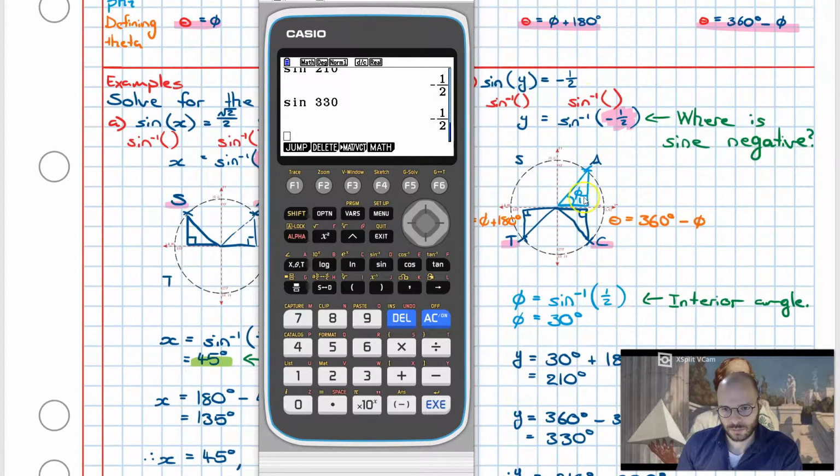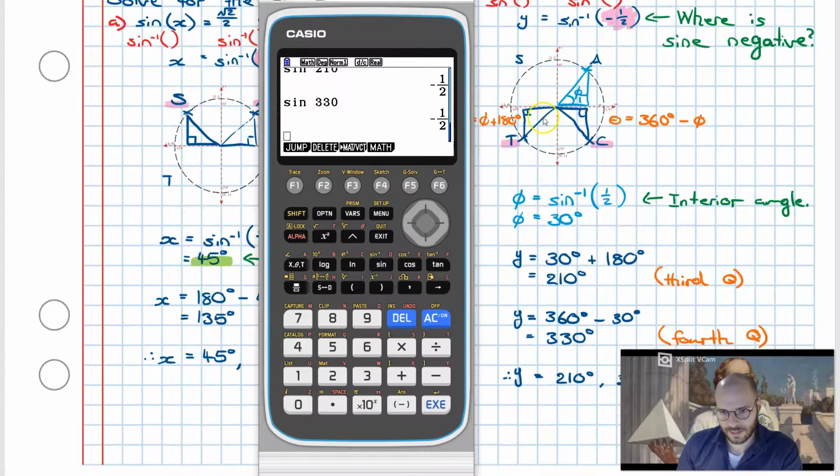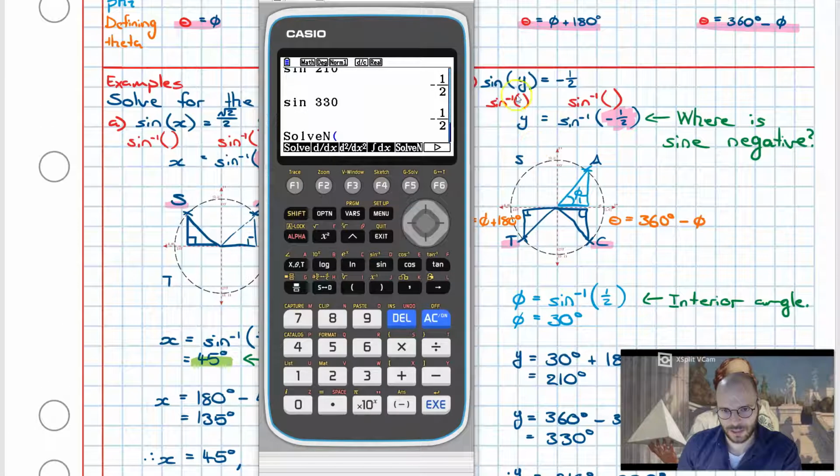Now that I've shown you this method, I'm going to show you a quicker way on the calculator to do it. So what we can do is we mash the exit button a few times here. I'm going to type option, then I'm going to go calc, so F4. From there, I can either go solve or solve n. Now in the past we've used solve, but now we're using solve n. The reason being is that we're looking for multiple solutions to a particular problem. Solve will only give you a singular solution, solve n will give you multiple. So solve n, and then I'm going to type in the equation here.